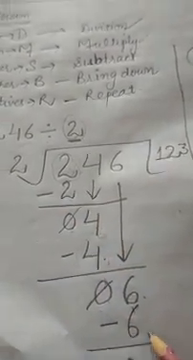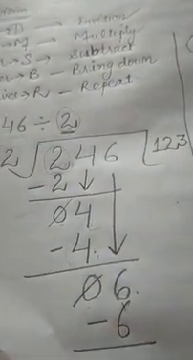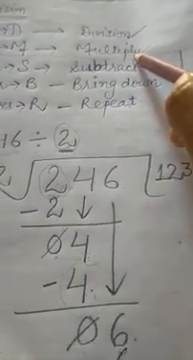Now here is 6. Our next step, first, is division. Now 6 will be divided by 2. Then after this, the next step is multiplication. Now we will find 6 in the table of 2. Here we find this.